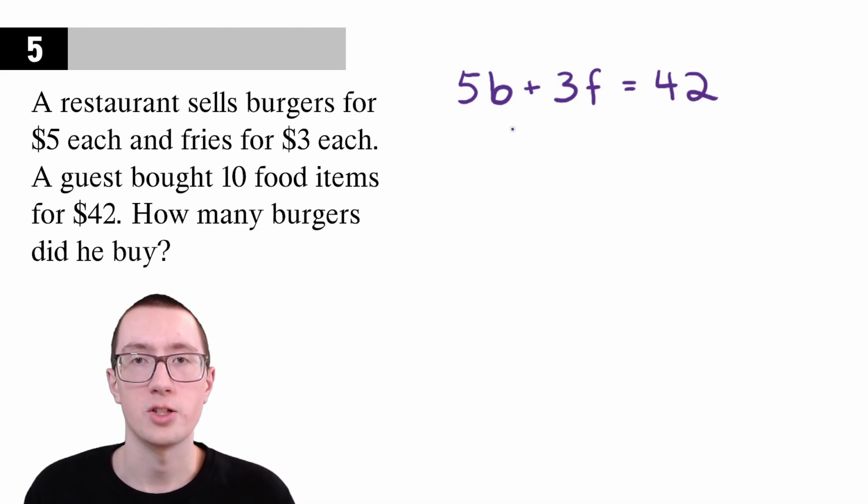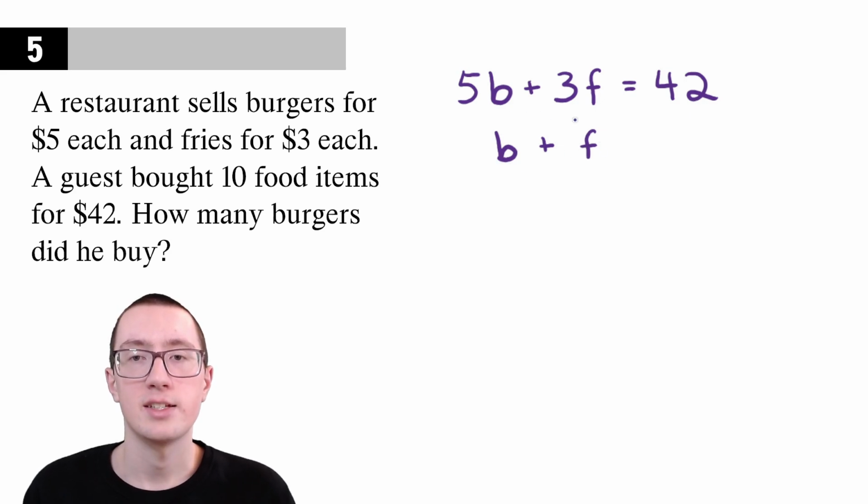Well, let's think about this logically, right? We would count all of our burgers, right? However many burgers we have, and we'd add it to however many fries we have. And once we add together how many food items we have, we know that the total is going to be 10 food items. So for example, if you know that they bought 3 burgers and they bought 7 fries, that would be 3 plus 7, which is 10.